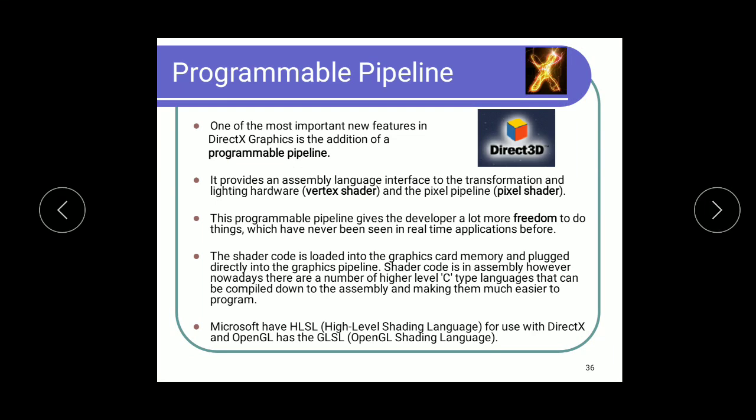Shader code is an assembly language. However, nowadays there are a number of higher level C-type languages for developing and compiling, making them much easier to use. Microsoft has HLSL, the high level shading language, for the use of DirectX, and OpenGL has GLSL, the OpenGL shading language.